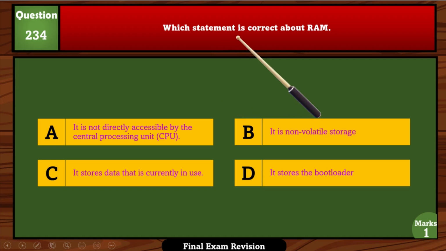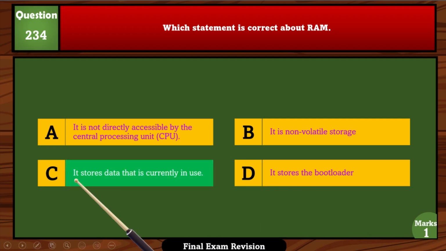Primary storage. Which statement is correct about RAM? Option A, it is not directly accessible by the CPU. Option B, it is non-volatile storage. Option C, it stores data that is currently in use. And option D, it stores the bootloader. The correct answer is option C, it stores the data that is currently in use.